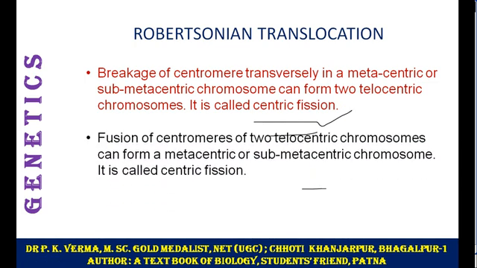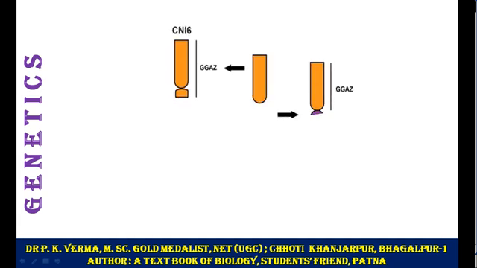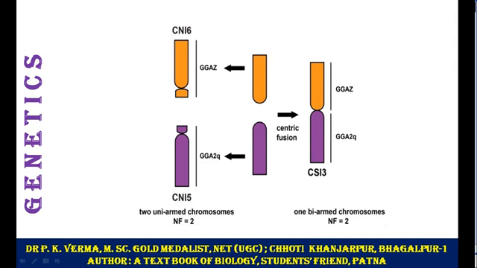The reverse also can be possible. Two telocentric chromosomes fuse at the centromere, forming one metacentric or submetacentric chromosome. This is the case. These are two chromosomes. This part of the centromere, if this part fuses, such a type of structure develops. So in place of two, one chromosome is formed. It is centric fusion. The opposite will be centric fission.